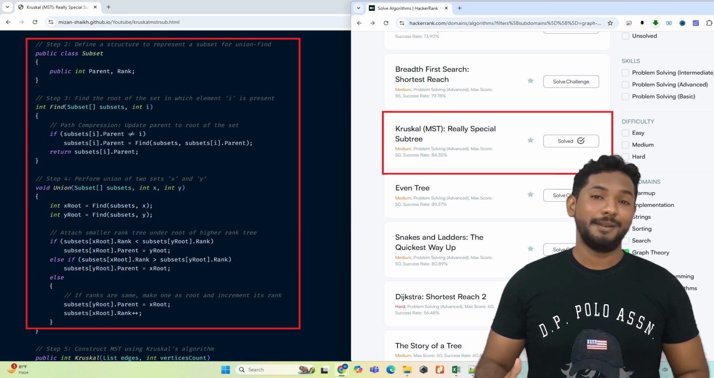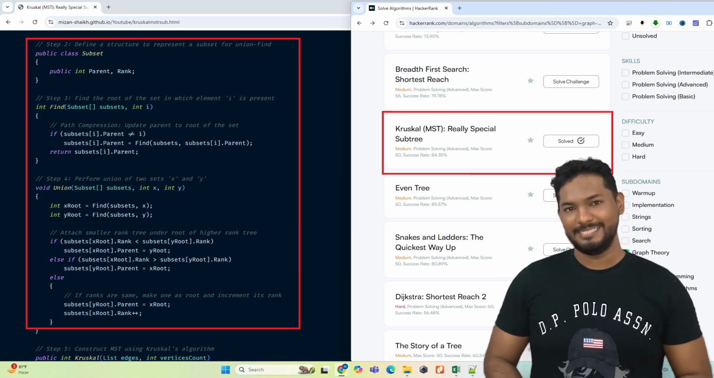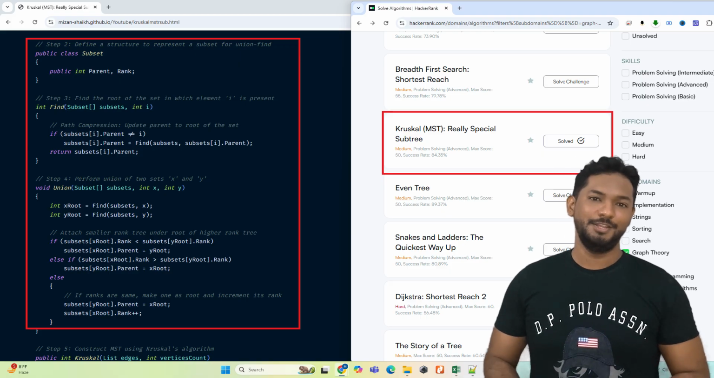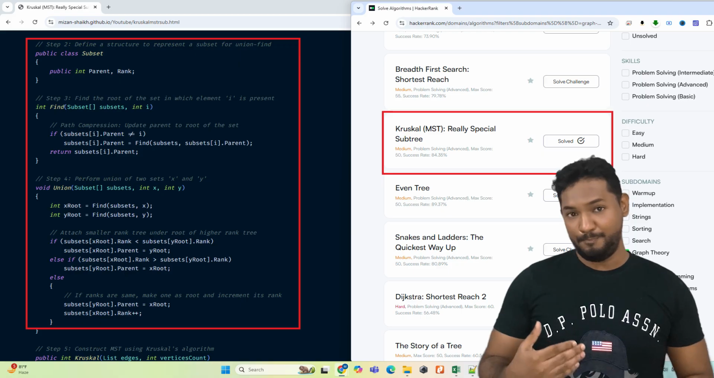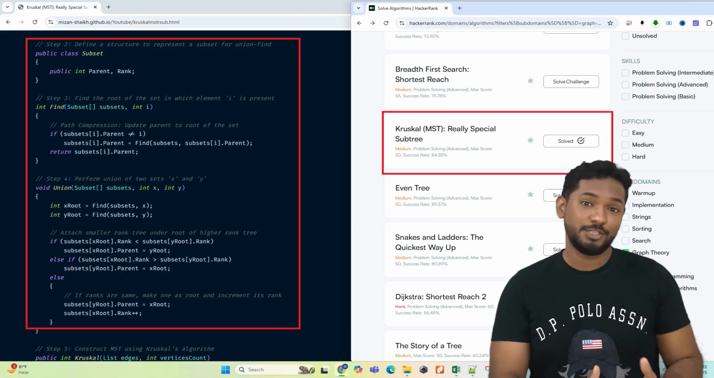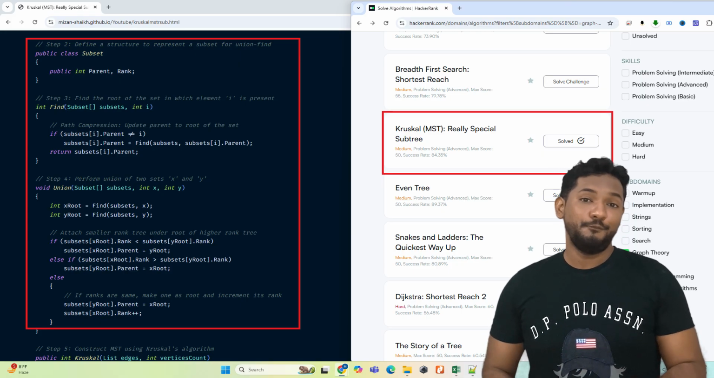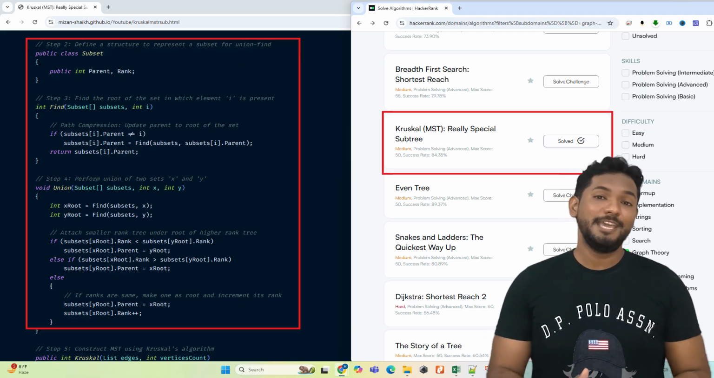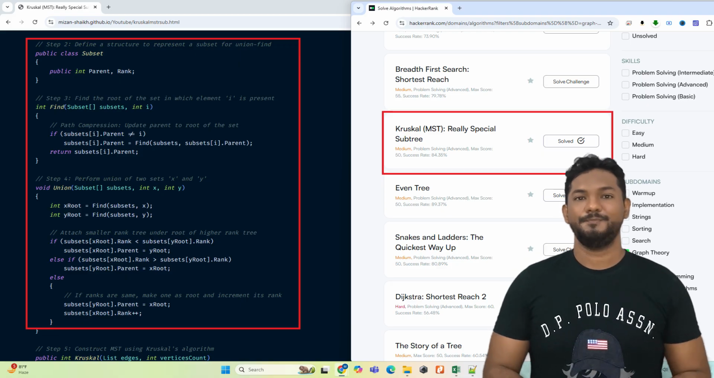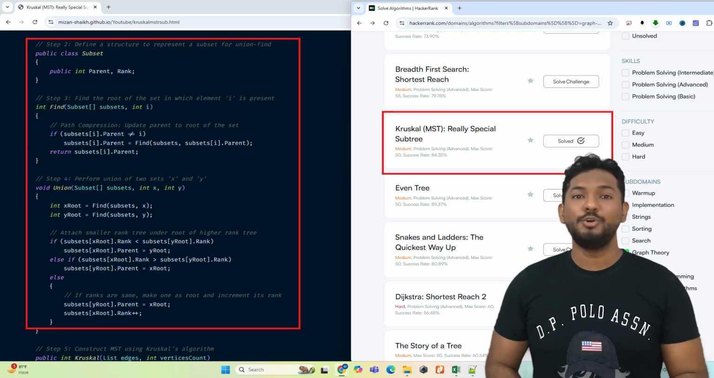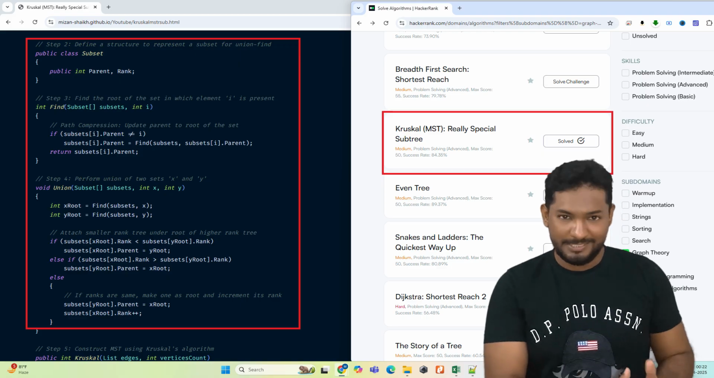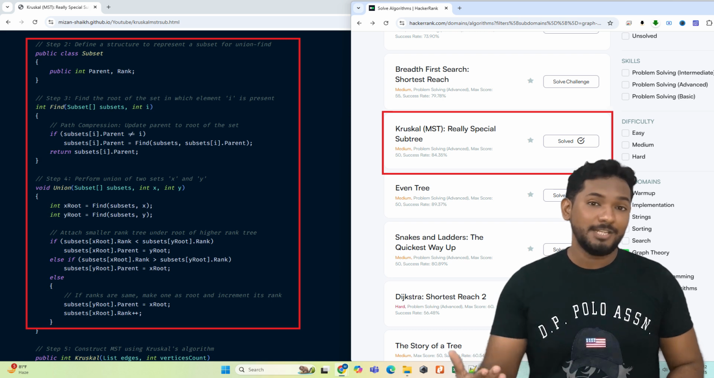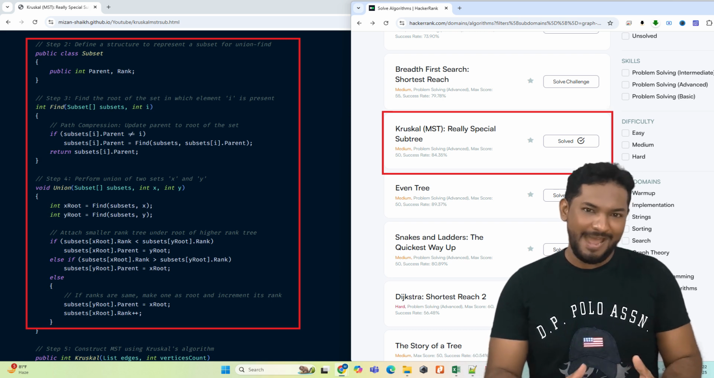Number three, path compression and union by rank. These are optimization techniques we use within the union find structure. Path compression helps flatten the structure of the tree whenever we find the root of a vertex, making future queries faster. And union by rank ensures that when we combine two sets, we always attach the smaller tree under the root of the larger tree, making the structure balanced.